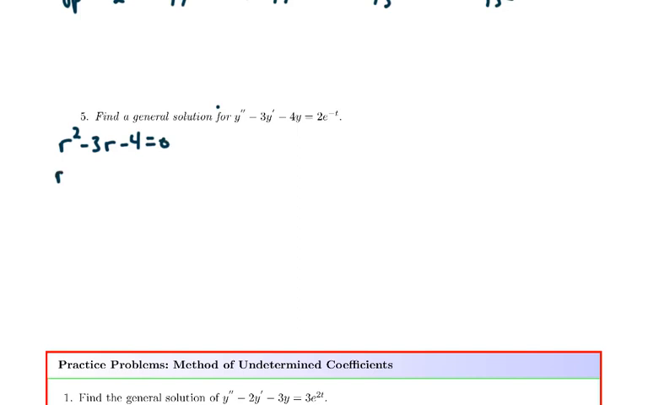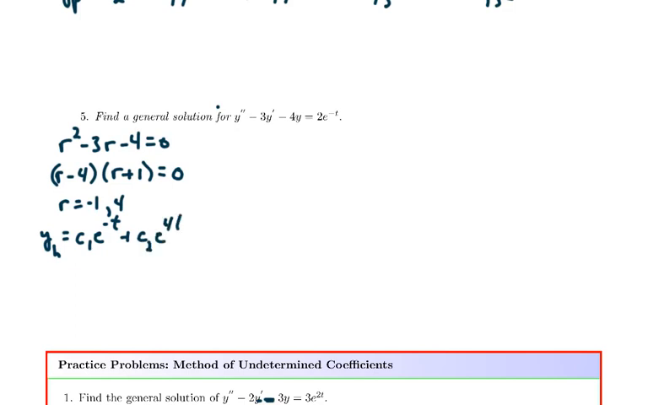Let's see, that's what I've got for factoring. Let me just make sure. r squared minus 4, that's going to be minus 4 plus an r minus 3. Okay, yes, this is the right factorization, which means r equals negative 1 and positive 4, which means our homogeneous solution is of the form c1 e to the negative t plus c2 e to the 4t. So that is our homogeneous solution.